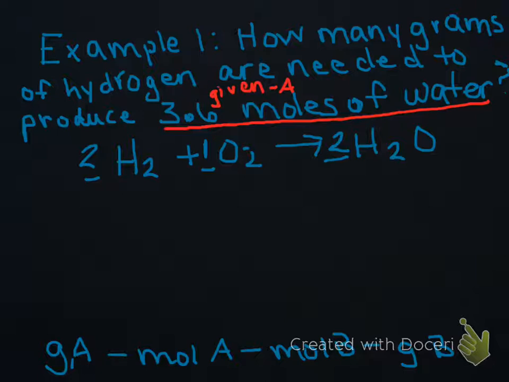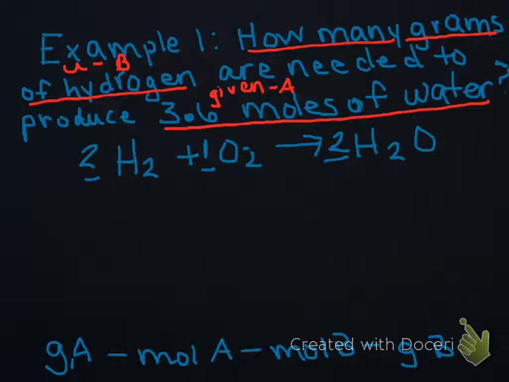The second thing I want you to look for is look for the question word, how many, and whatever follows that is going to be our unknown. In this case, grams of hydrogen. That's going to be our unknown, and that's going to be our substance B. Okay, so we're starting with moles of substance A.